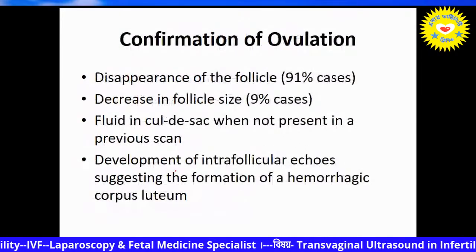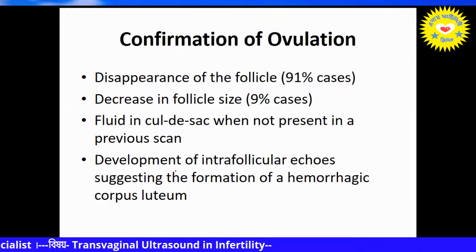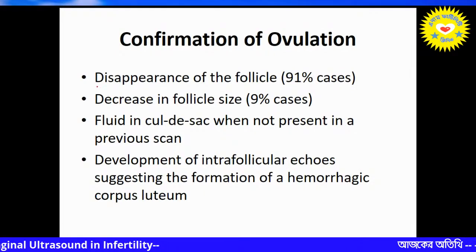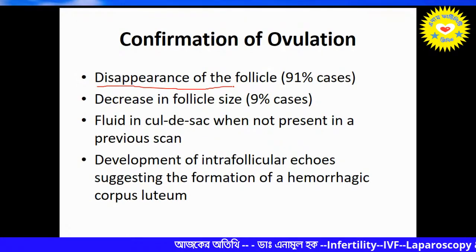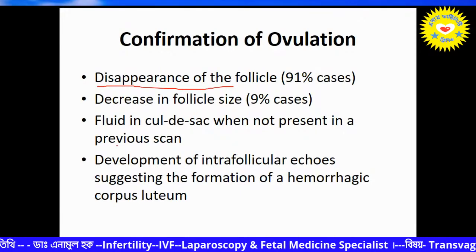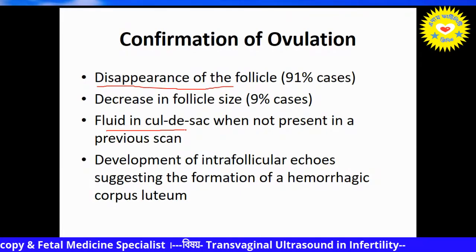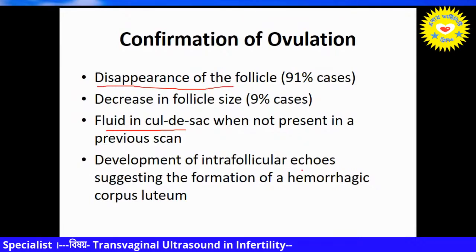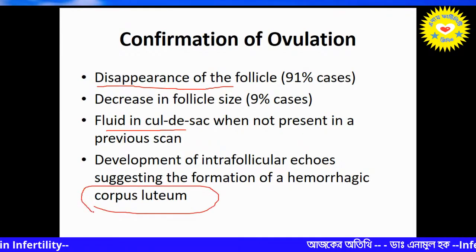And how we confirm the ovulation. If you see a follicle and 1 day later the disappearance of the follicle, so this is the confirmation that the ovulation has occurred. And the decrease in follicular size, if you see fluid in the cul-de-sac, so this is also the sign of the ovulation. And development of intrafollicular echoes, that is the corpus luteum. If you see the corpus luteum, that is sure that the ovulation has occurred.